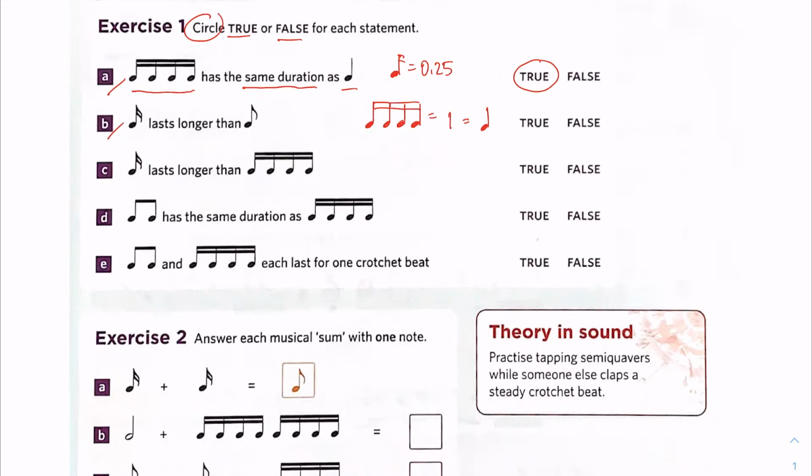Statement B, a semiquaver lasts longer than a quaver. Like we said earlier, a semiquaver is worth 0.25 count and a quaver is worth 0.5 count. So a semiquaver is not longer than a quaver. So this statement is false.